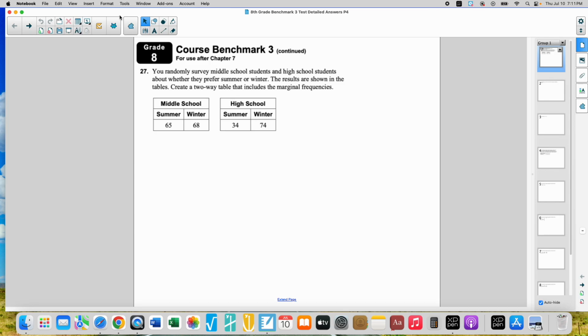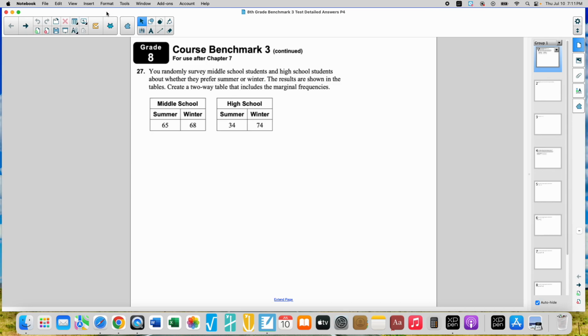This is page 4. We're going to finish up the 8th grade course material for benchmark 3. Question number 27 says you randomly survey middle school students and high school students about whether they prefer summer or winter. The results are shown in the tables. Create a two-way table that includes the marginal frequencies.